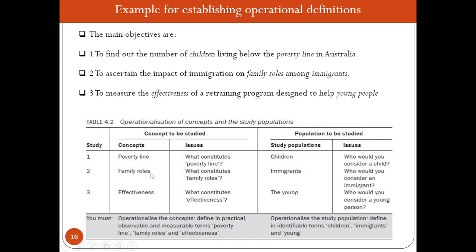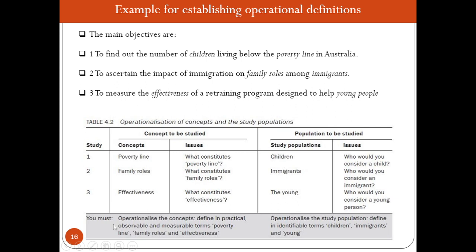And again here, family roles. What constitutes family roles? It simply means, what is a family role? You're providing an operational definition. And then immigrants. What do you really mean by immigrants? Who are immigrants? Who would you consider an immigrant? And next, effectiveness. This is also a concept. Then what constitutes effectiveness? You're just providing an operational definition. Effectiveness is what? And then the study population, the young. When we say young people, what do we really mean by young people?